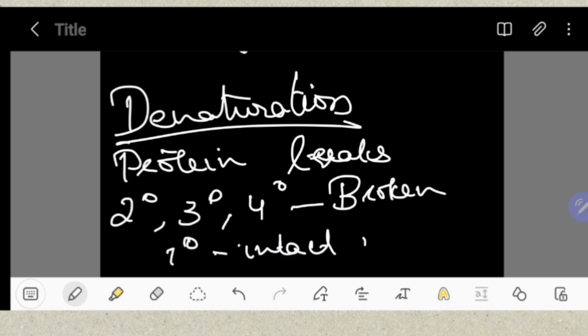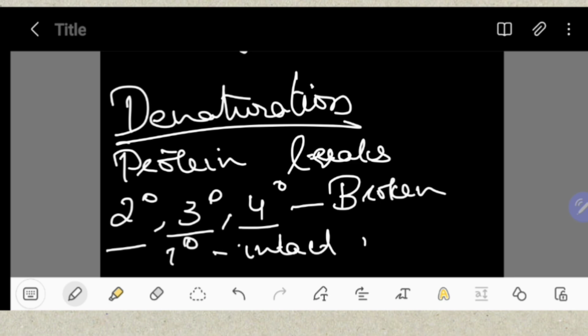Denaturation means high heat is given or pH level is altered or electricity is given, anything. In such a case, the secondary, tertiary and quaternary break in terms of denaturation, but the primary one remains intact. When you cut or break an egg, the albumin and all is broken. Same way, those are examples.